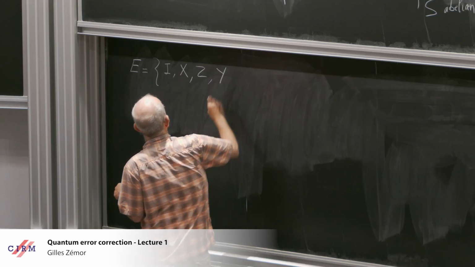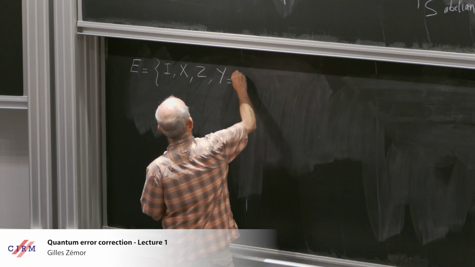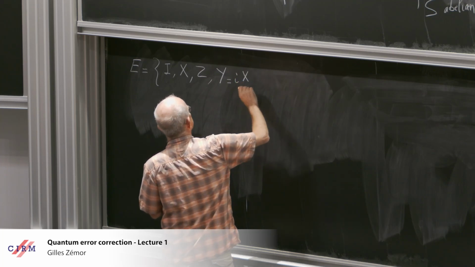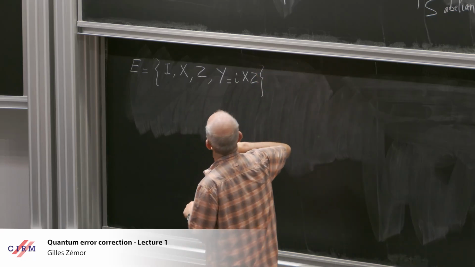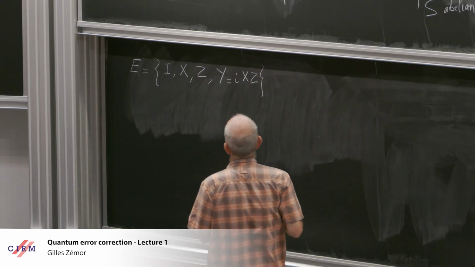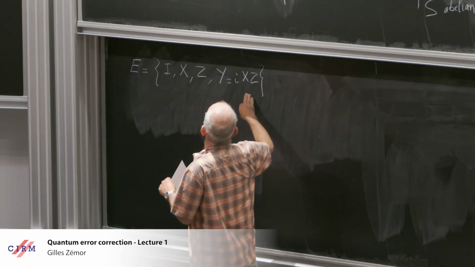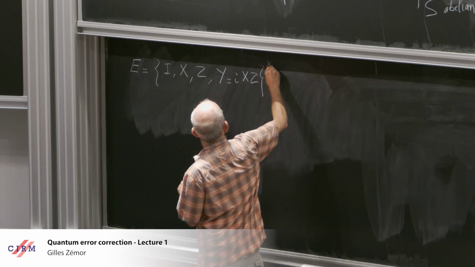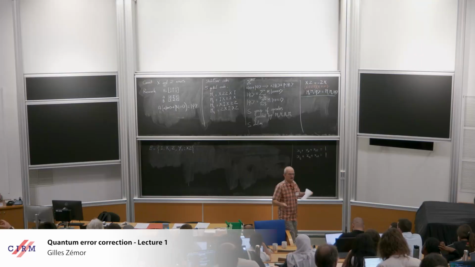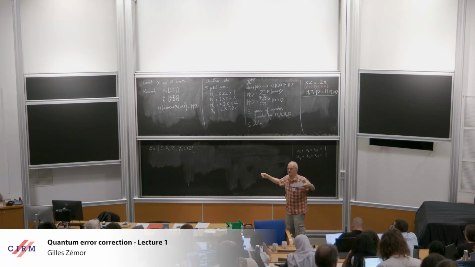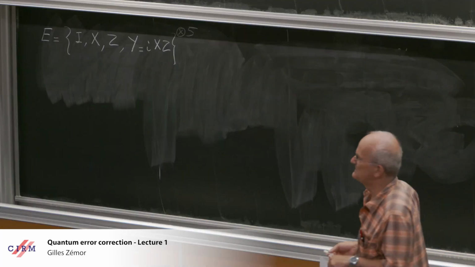I'll possibly add a Y, which I'll define as i times X, Z. Why this technicality will be apparent in a moment. So this is what I'm allowing myself to do on one qubit, and I'm tensoring this to the power of 5 to get a bunch of operators on 5 qubits. So these are the errors that I want to deal with.